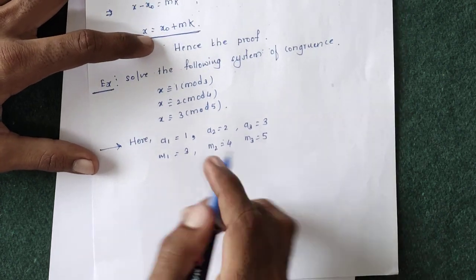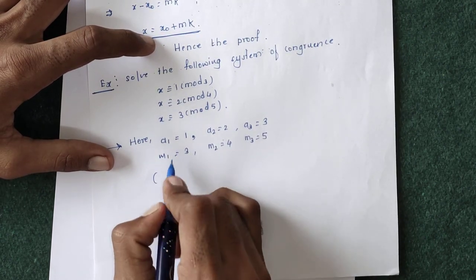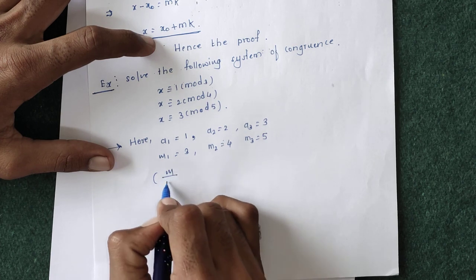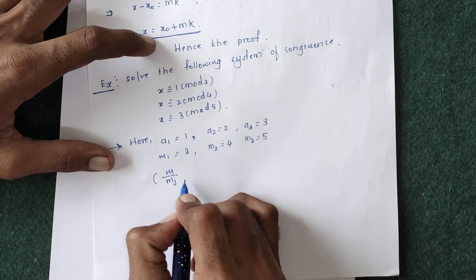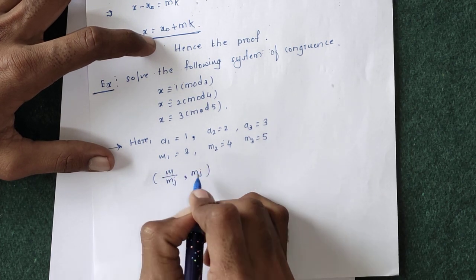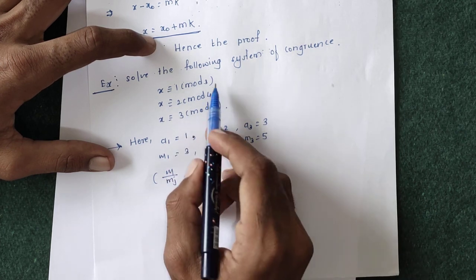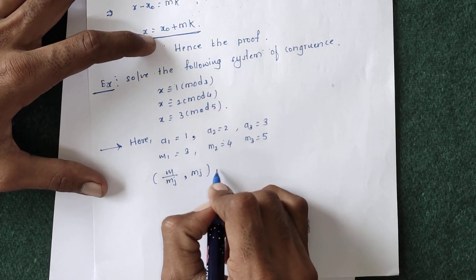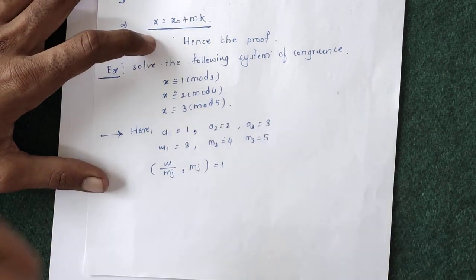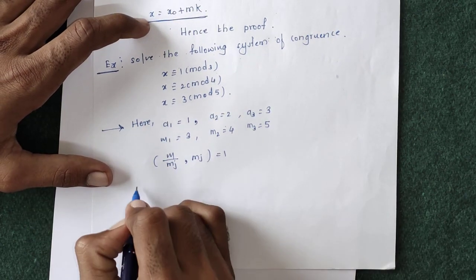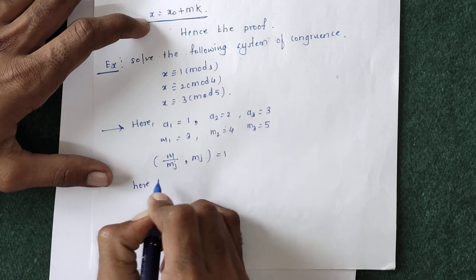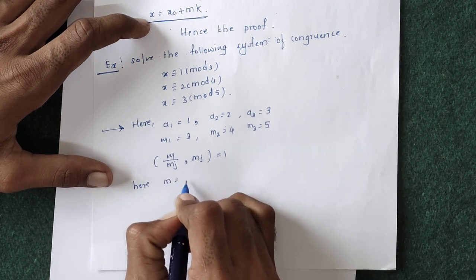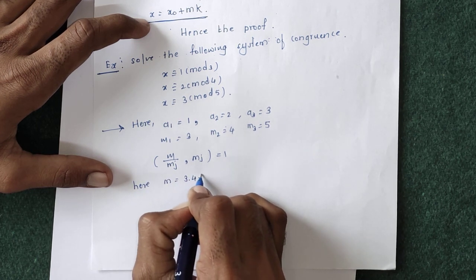Now we are going to check the GCD of m by mj with mj. We are going to check whether the GCD is 1 or not. Clearly the GCD is 1, since here m is the multiplication of mi, that is 3 into 4 into 5.